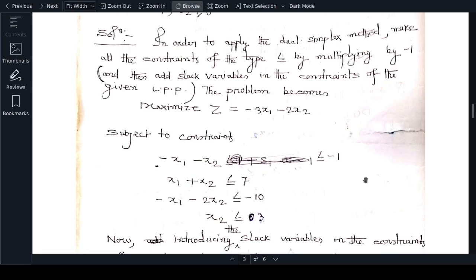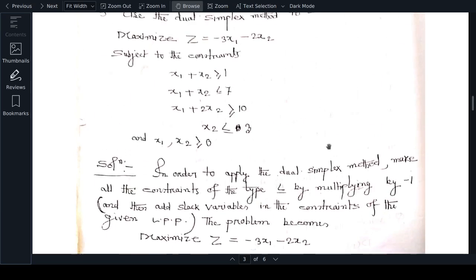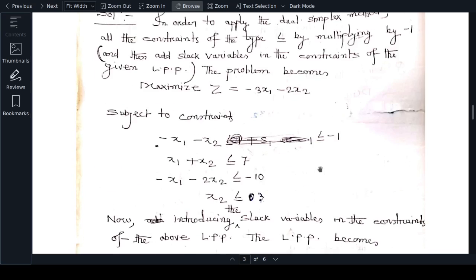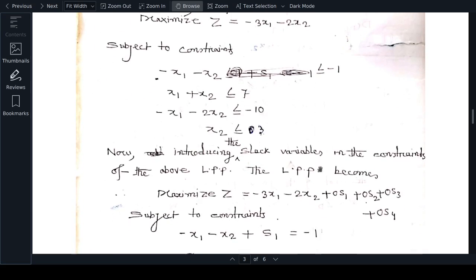Second constraint: the inequality is less than or equal to, already present, so no problem. Second will remain the same. Third one again has a greater than or equal to symbol. So the third inequality, we convert into a less than or equal to symbol by multiplying both sides by -1. So -x1 - 2x2 ≤ -10. And the next one is x2 ≤ 3. This remains the same, no changes.